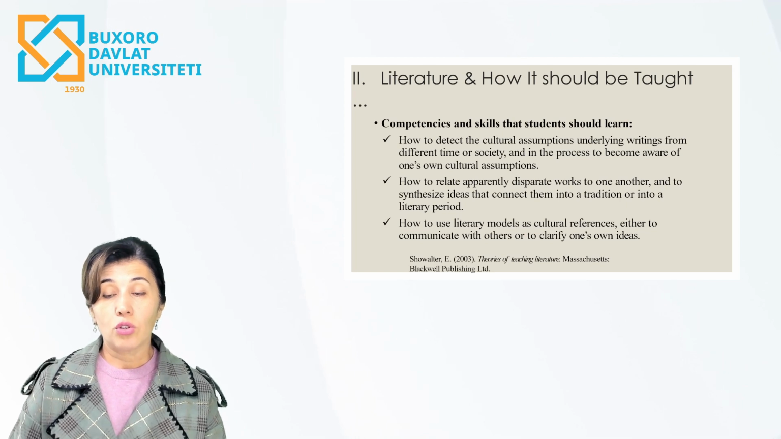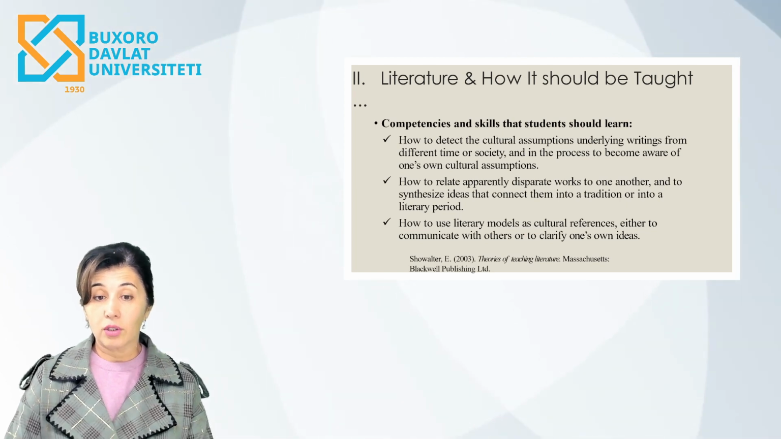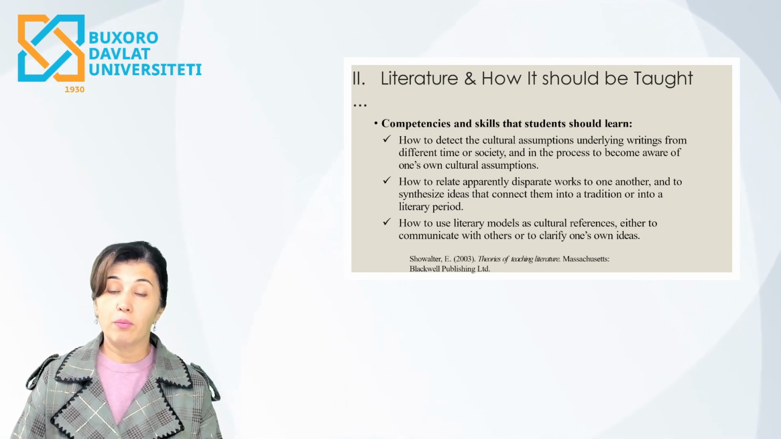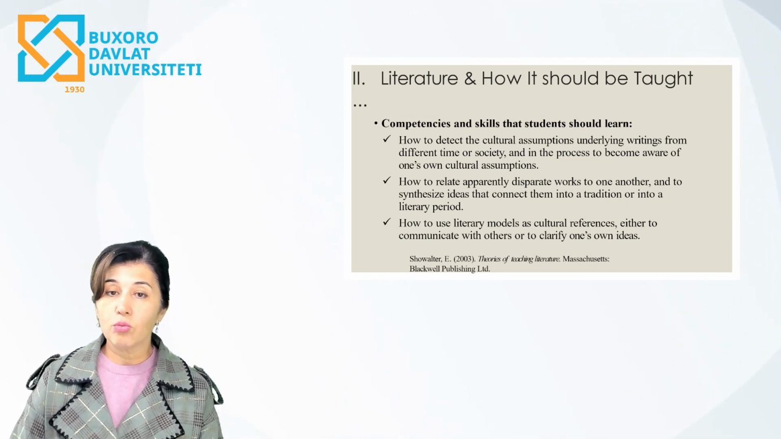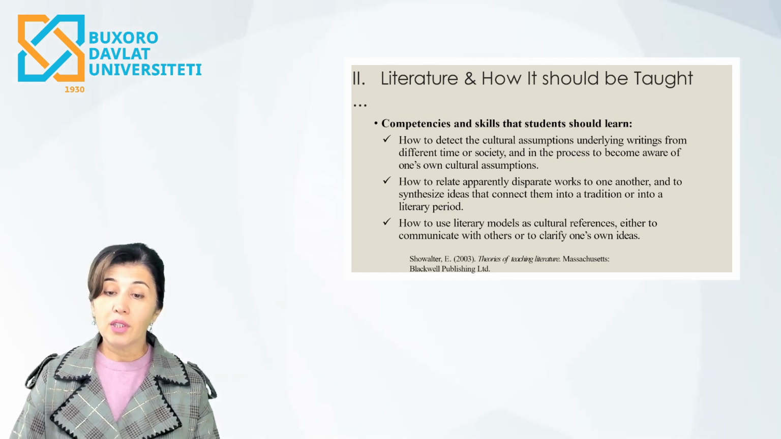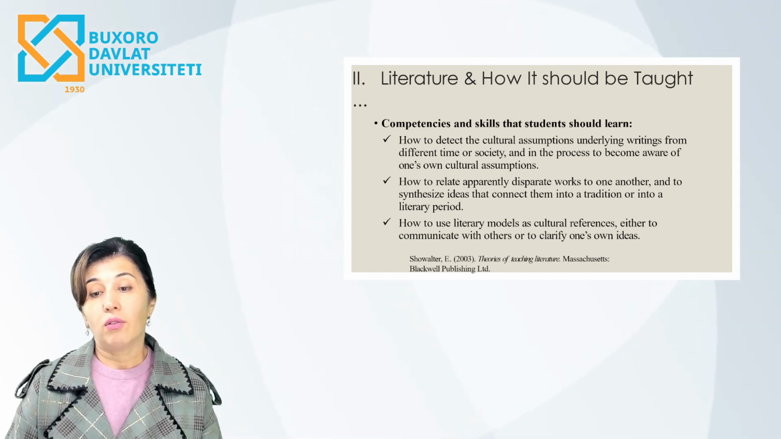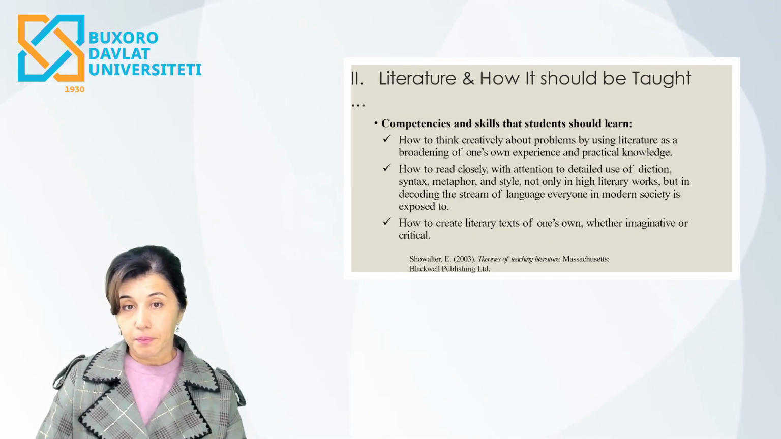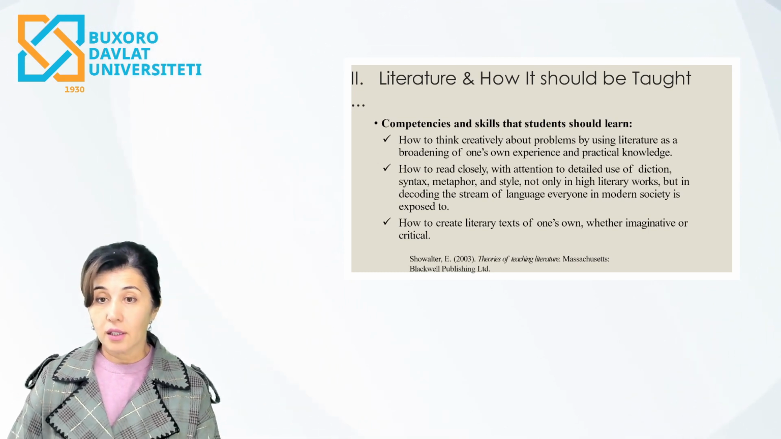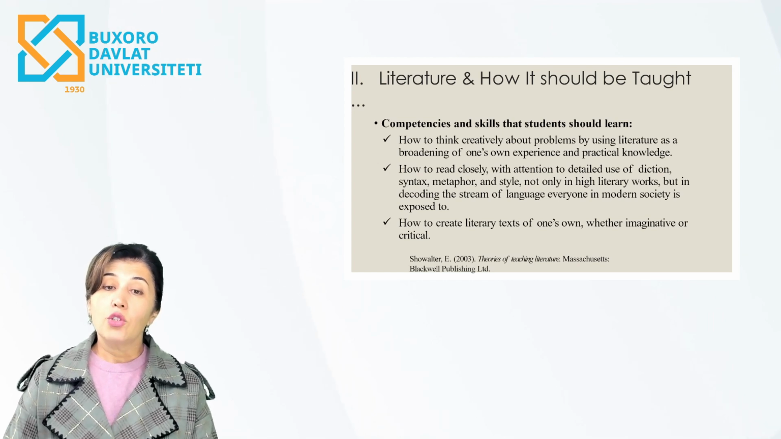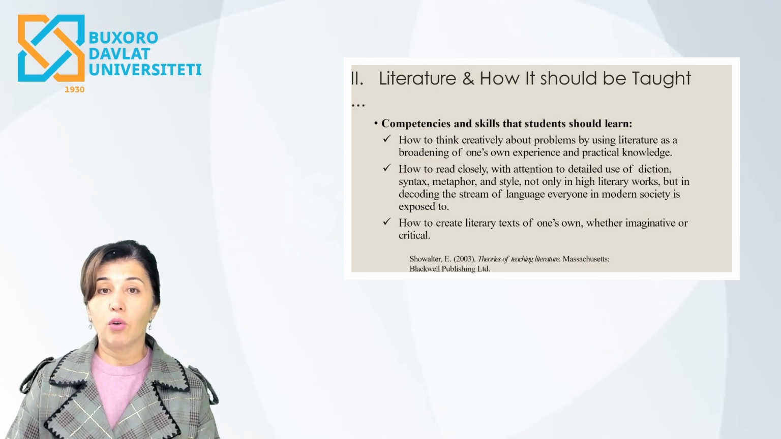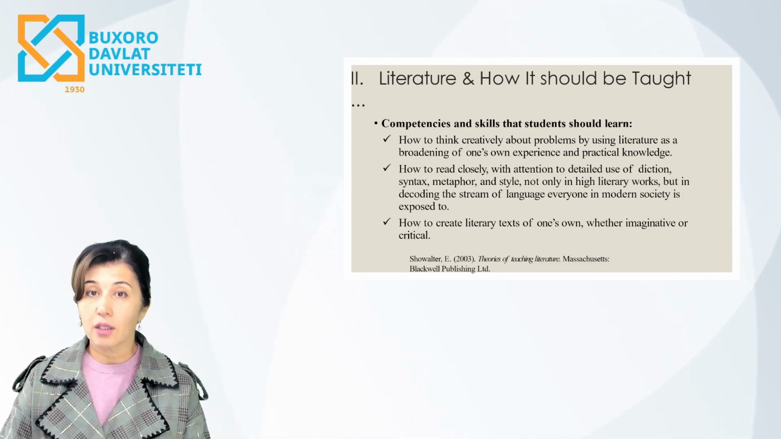Competencies and skills that students should develop during literature classes also include using different literary models, as we mentioned, the cultural model, language model, and personal growth model, as cultural references, either to communicate with others or to clarify one's own ideas. One more aspect of competencies and skills that students should learn is to think creatively about problems by using literature as a broadening of one's own experience and practical knowledge.